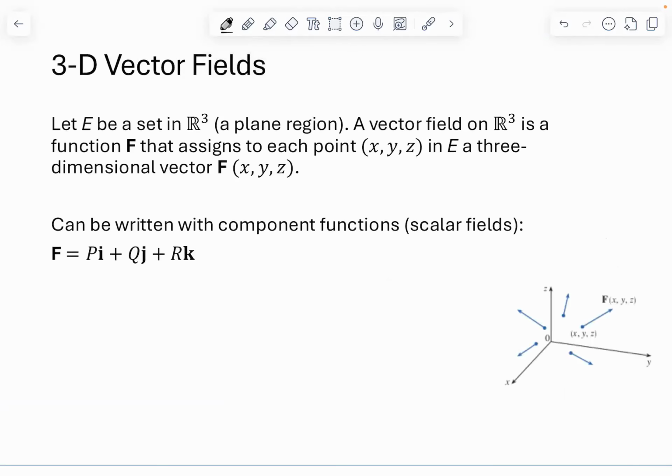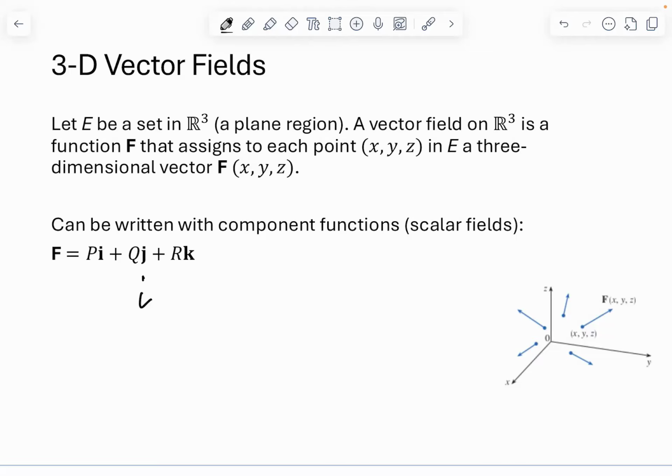Likewise, a 3D vector field is very similar, only this one is now in 3D, so it's not just a point region. If we let E be a set in R3, a vector field in R3 is a function f that assigns to each point x, y, and z in E a three-dimensional vector f of x, y, and z. We can write this in the component functions, scalar fields, again with the standard basis now for 3 dimensions. F is equal to p times i plus q times j plus r times k.